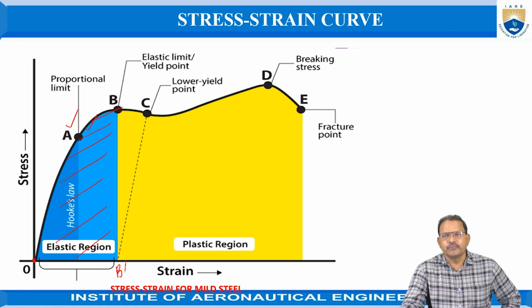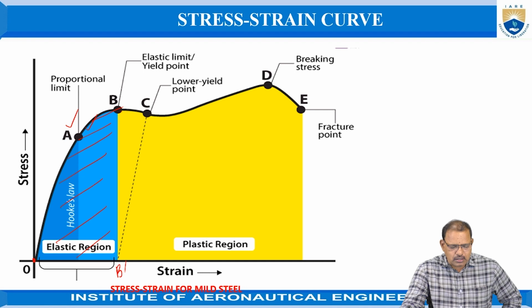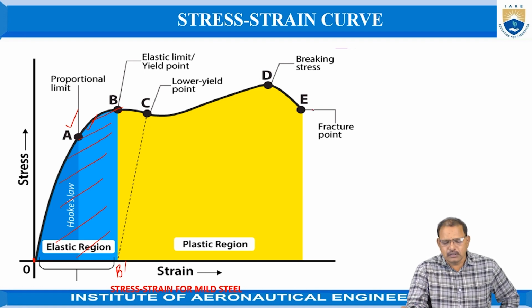Beyond point B, even though the applied load decreases, the elongation increases up to C. Afterwards, the strain produced increases with the increase of stress, but it does not have any proportional relationship. At D, it is the point at which the specimen holds maximum stress. After that, the stress decreases, and the elongation continues up to point E, where the specimen gets fractured.